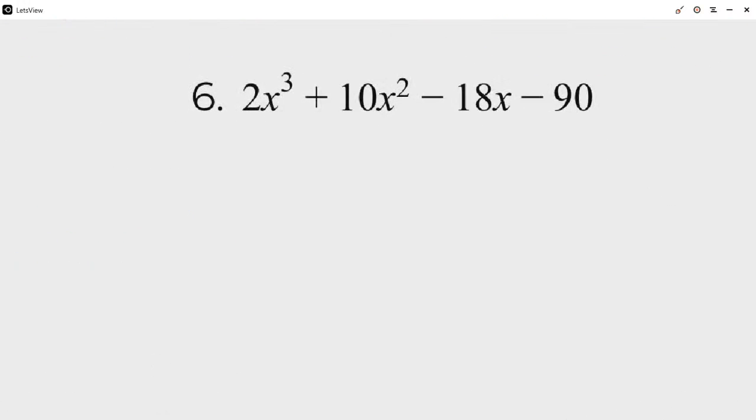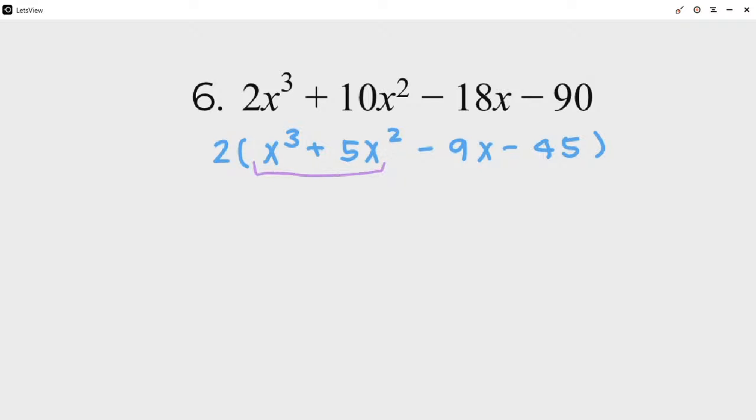Okay, next we have 2x cubed plus 10x squared minus 18x minus 90. So first I want to take out a GCF if there is. For this problem it would be 2. Okay, now that I see there are 4 terms, I'm going to group the first 2 terms together and the second 2 together.